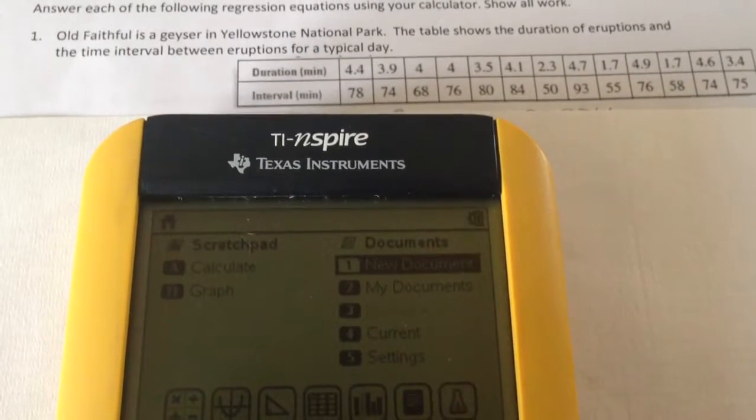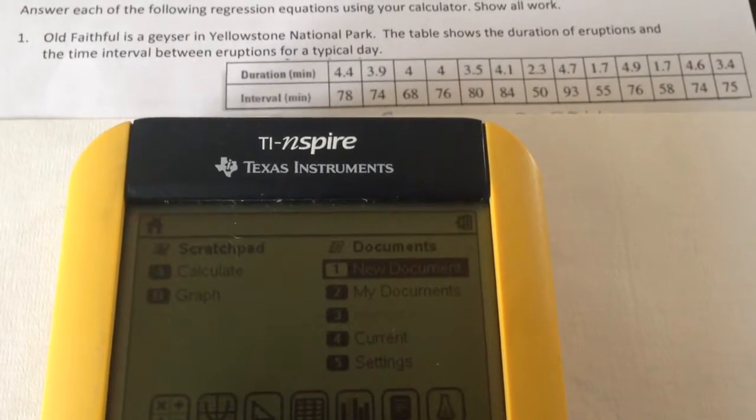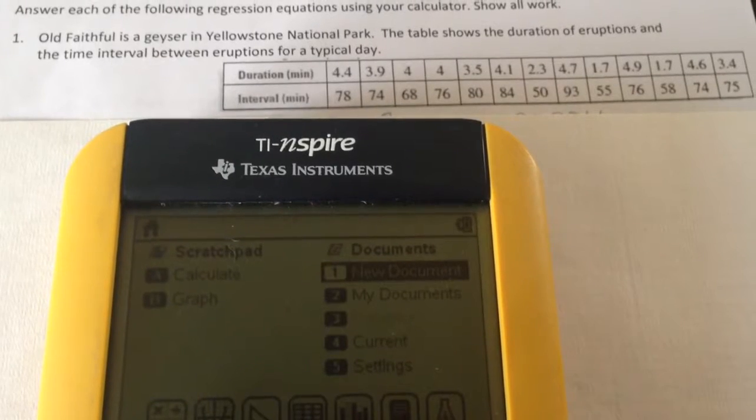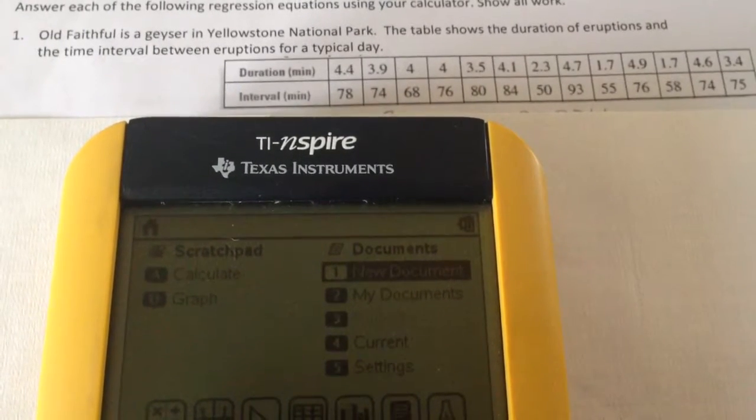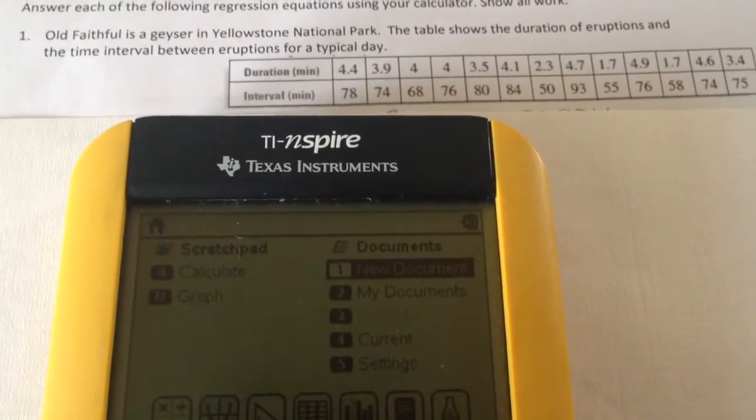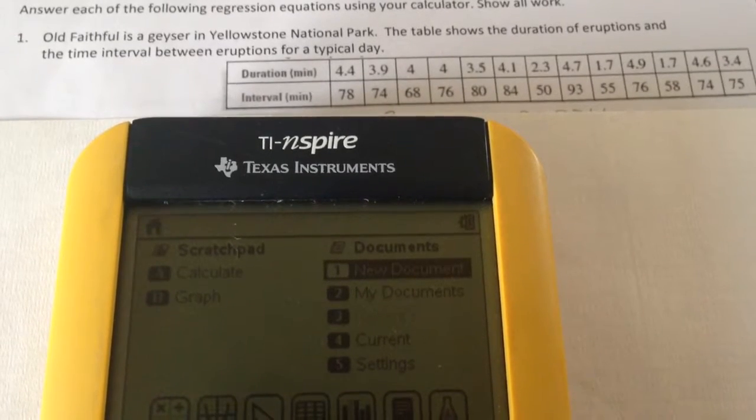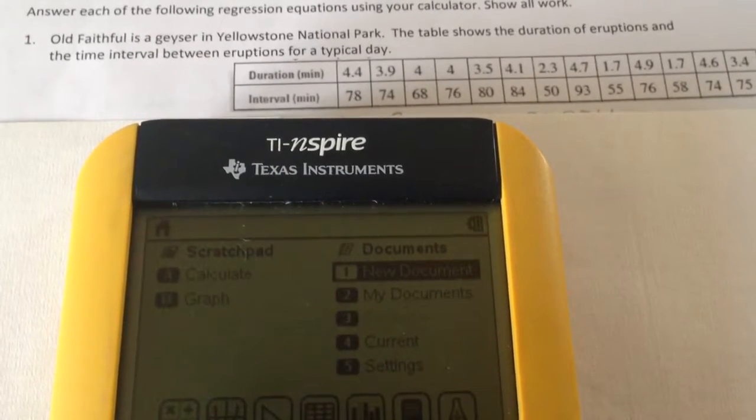We're going to use our graphing calculator to get our regression equation to answer the following questions. Old Faithful is a geyser in Yellowstone National Park. The table shows the duration of eruptions and the time interval between the eruptions for a typical day.